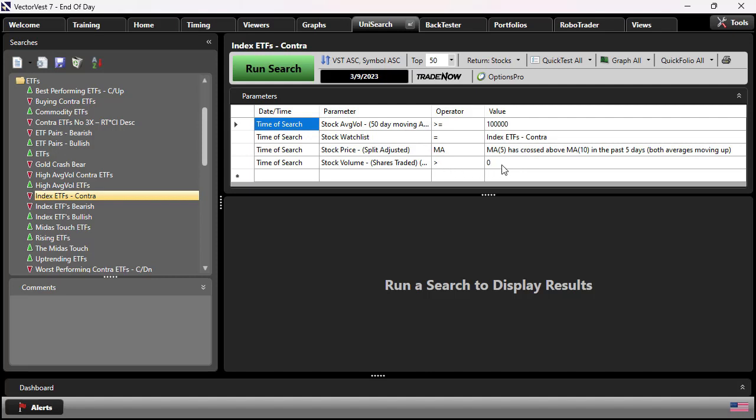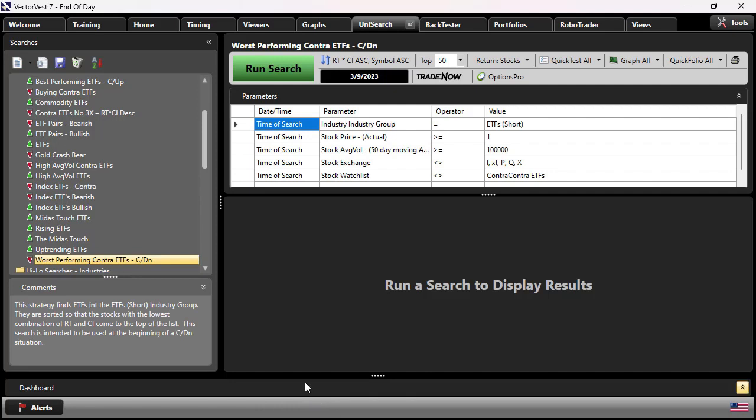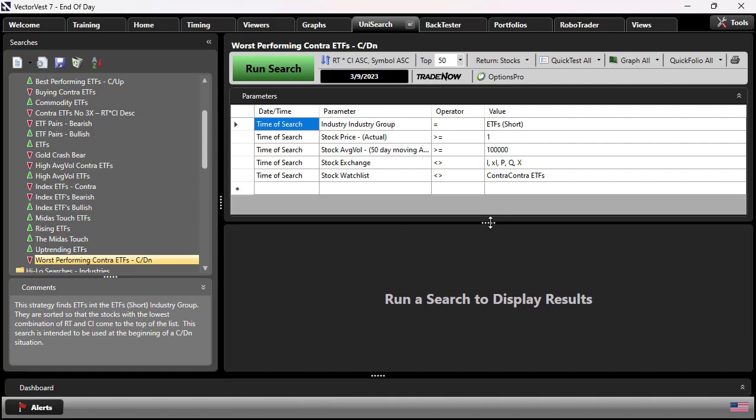So actual traded shares the day that we run the search, it had trading activity in support of average volume of 100,000 shares. And we're sorting VST ascending, just as we did in buying contra ETFs. And if we continue scrolling down at the bottom, we have worst performing contra ETFs. The search parameters are the same that we had for buying contra ETFs, but in this version, we've changed the sort to find the weakest combination of RT and price persistence.